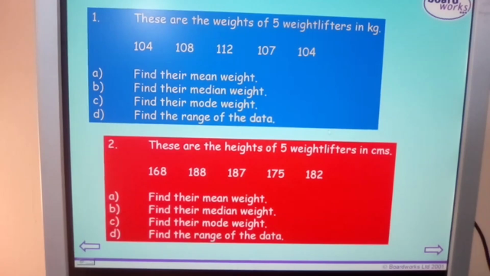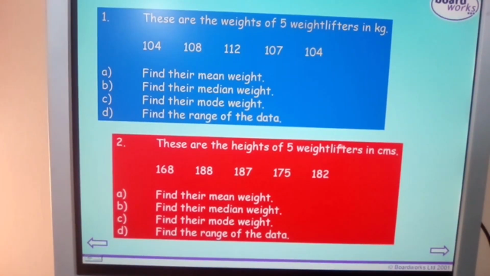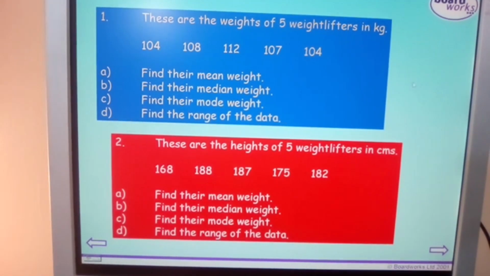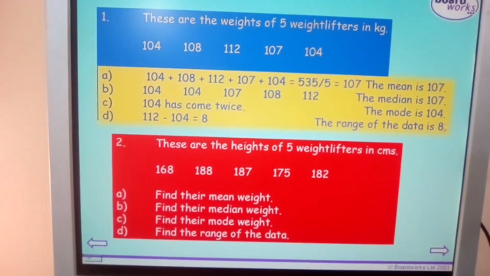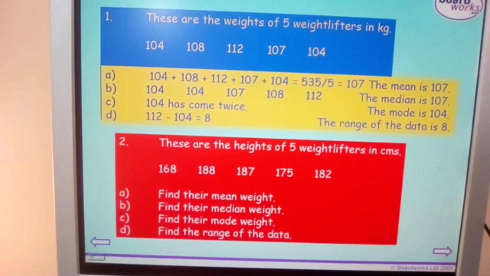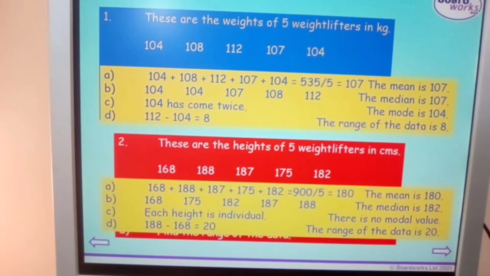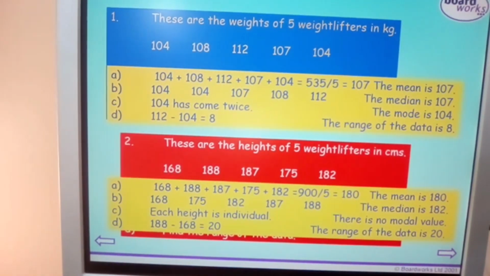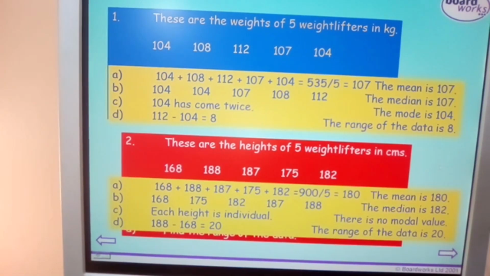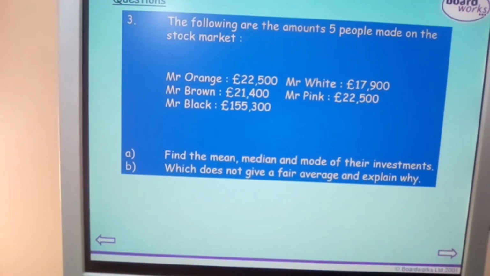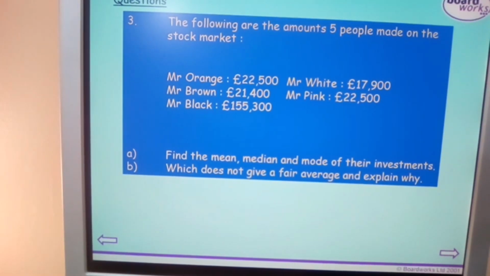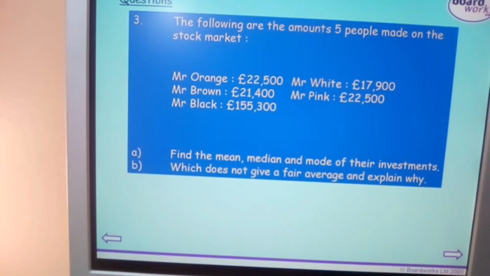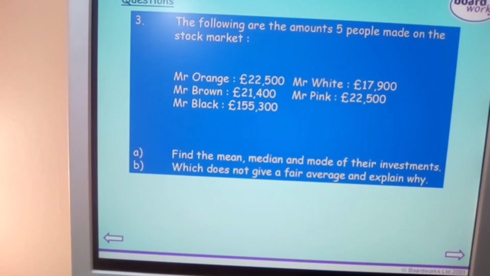Okay, question for you to do. Follow up the amounts 5 people made on the stock market.